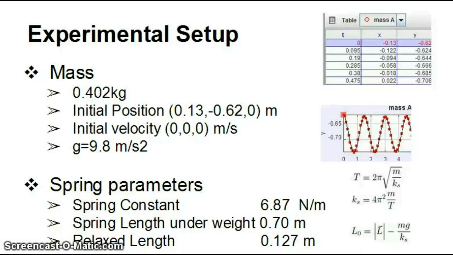The physical details of the experiment are given in this slide and were extracted from the recorded tracker data. Of particular note is the calculation of the spring stiffness Ks and the spring relaxed length. Both are calculated from the tracker data. The stiffness is calculated from the period of the Y motion here, and the relaxed length based on the equilibrium position under the influence of gravity.